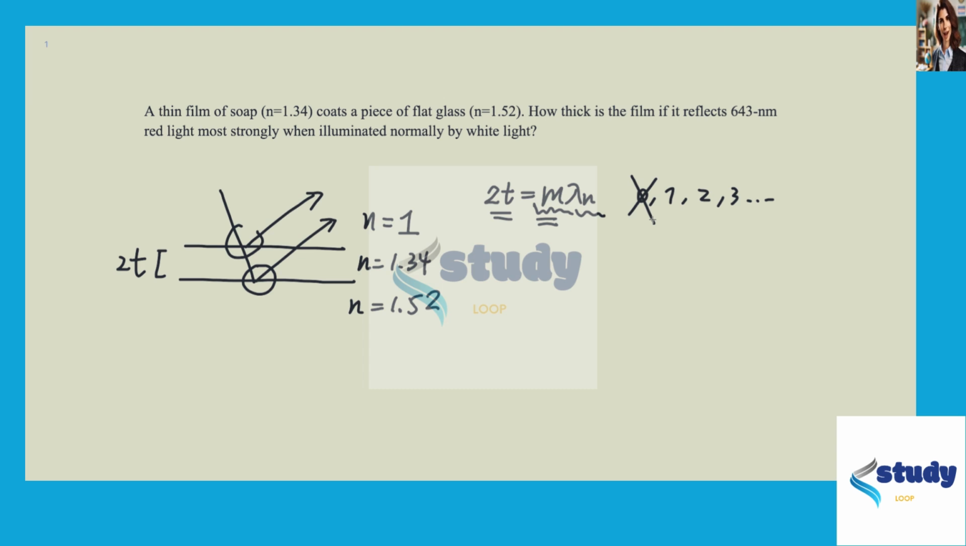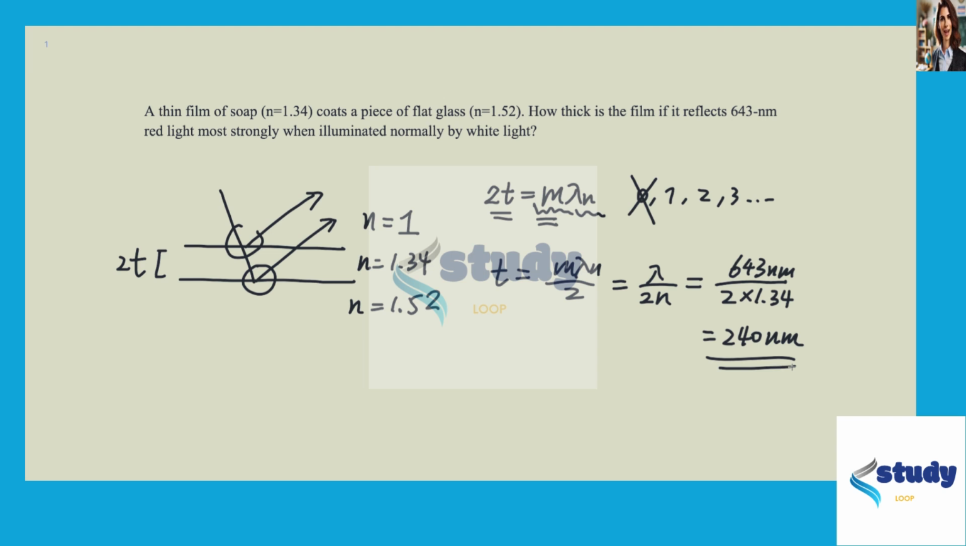In this case, we have t equals m lambda n over 2, which equals lambda over 2 times n, equals 643 nanometers over 2 times 1.34. That gives us 240 nanometers. So that is the thickness of the coating.